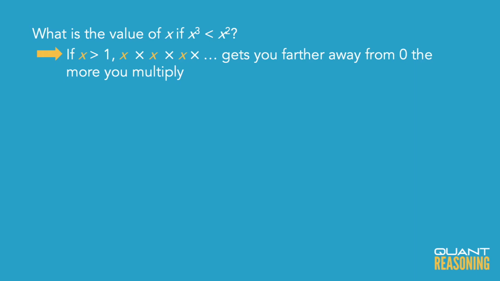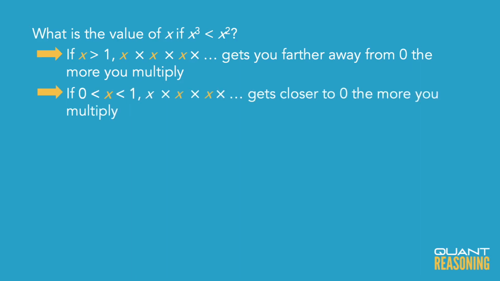then you're just multiplying a fraction times a fraction times a fraction, and every time we multiply by a fraction, we go closer to 0. So a number between 0 and 1 would actually get closer and closer to 0. It would get smaller as you raise it to greater and greater powers.